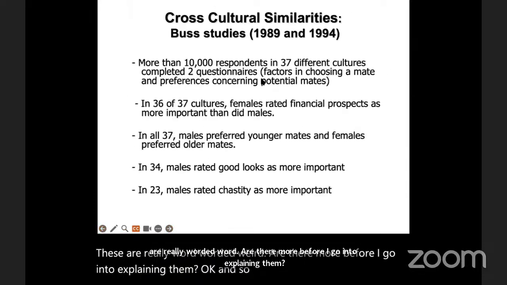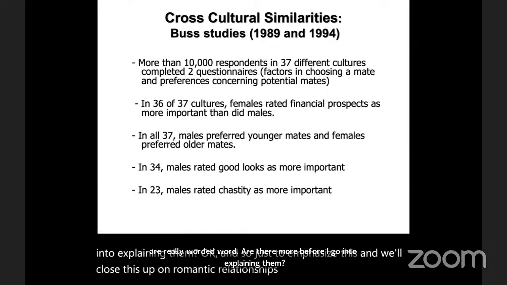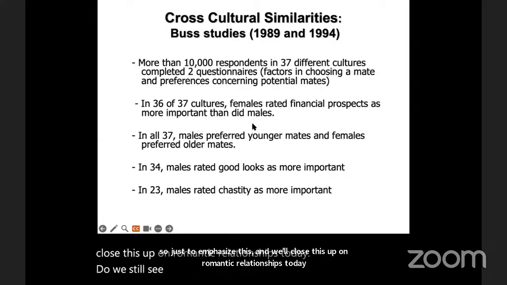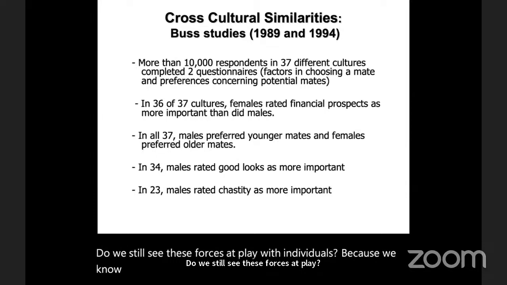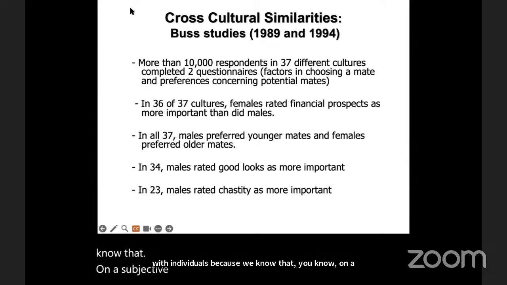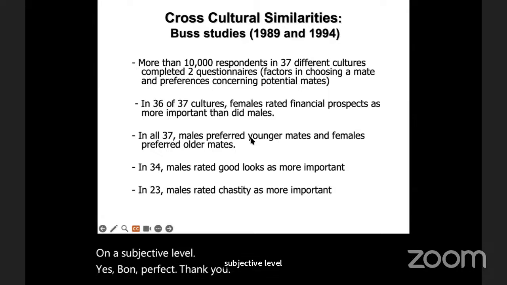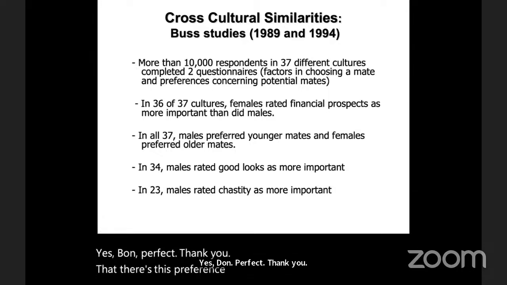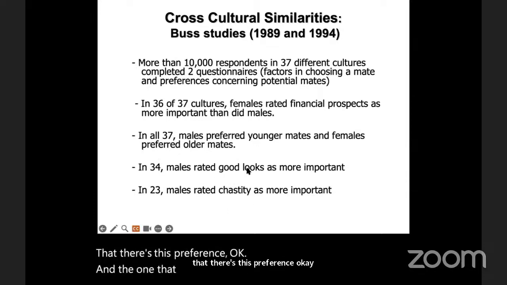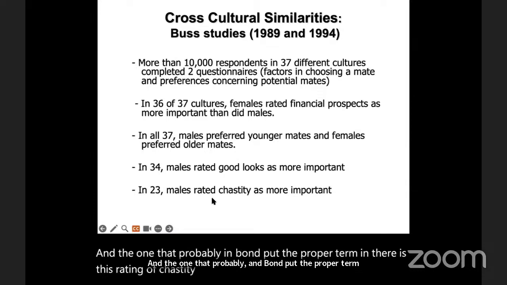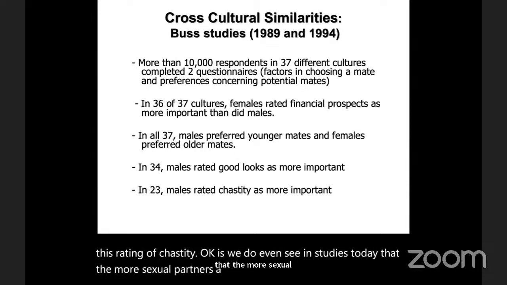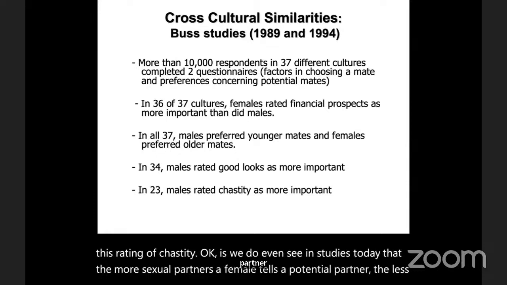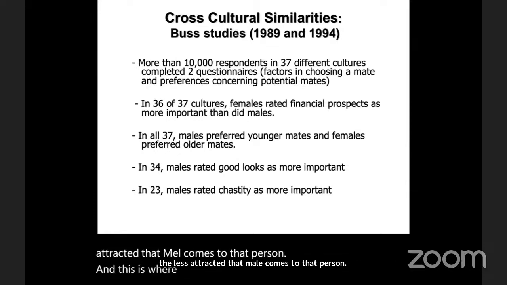Okay, and so just to emphasize this, and we'll close this up on romantic relationships today. Do we still see these forces at play with individuals? Because we know that on a subjective level, that there's this preference, okay? And the one that probably, and Bond put the proper term in there, is this rating of chastity, okay? We do even see in studies today that the more sexual partners a female tells a potential partner, the less attracted that male comes to that person. And this is where we get that double standard within our culture, right?